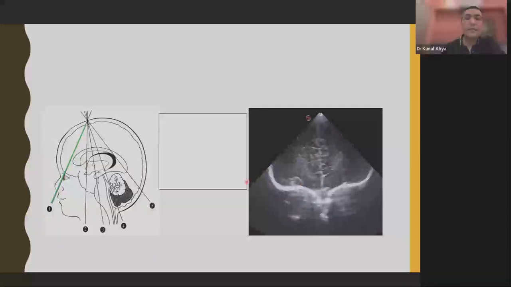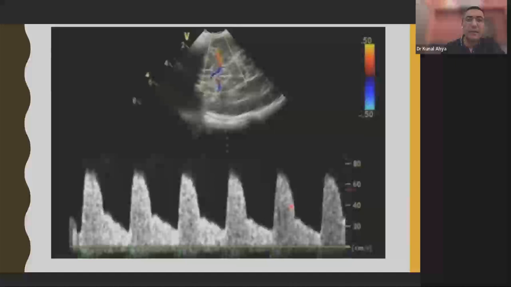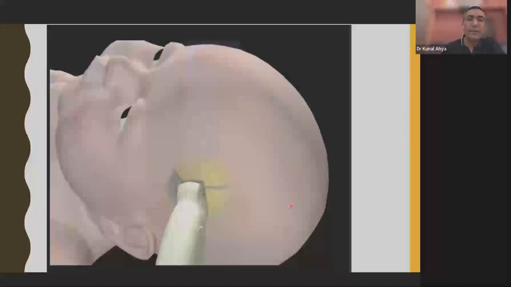Okay, sir. Somebody is asking, can you show the MCA Doppler once? Yes. What we are doing is we are seeing the sphenoid view over here. What I had initially shown: this is the anterior fontanelle, posterior is the posterior fontanelle. Behind the ear we keep the mastoid fontanelle, and just in front is the sphenoid fontanelle. Here we keep the probe marker anteriorly over the sphenoid fontanelle. Again, we'll have to navigate. It is not always easy. So we have to keep the probe in the sphenoid fontanelle, and keep the marker anteriorly.